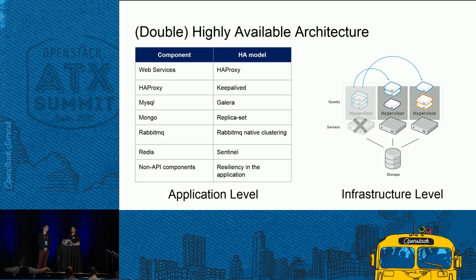For the web-based services, APIs, and the dashboard, we use HAProxy. HAProxy distributes the load and also monitors the backends. So if a backend stops responding to the monitors, it just drops the server from the backend. We use Keepalived because we don't have clustering software that handles the virtual IPs. So we need something to provide HA to the virtual IP. So we use Keepalived.